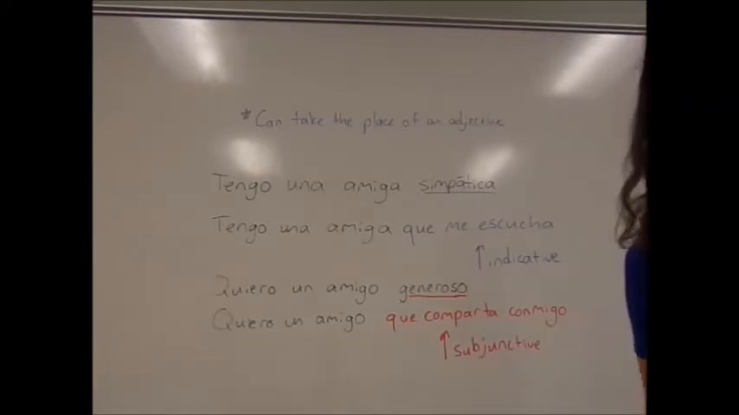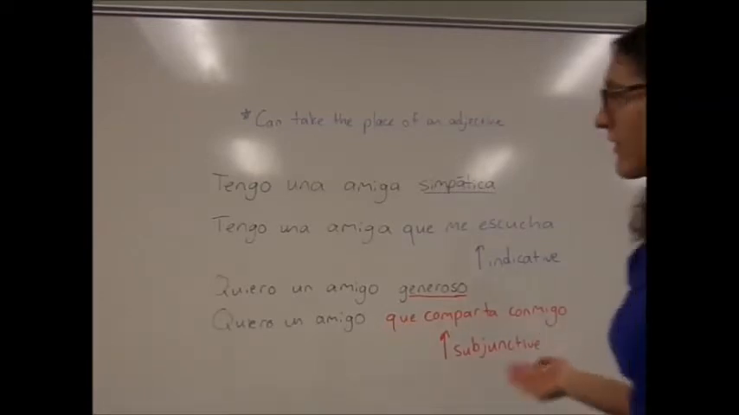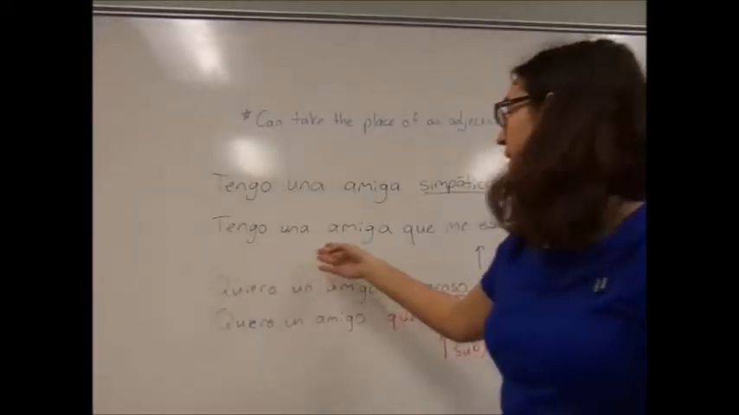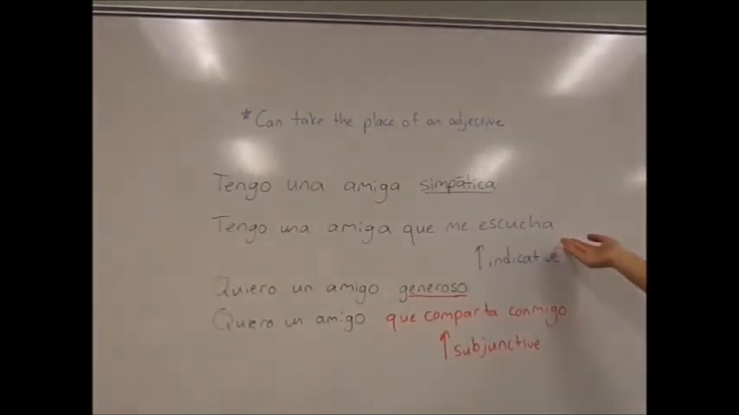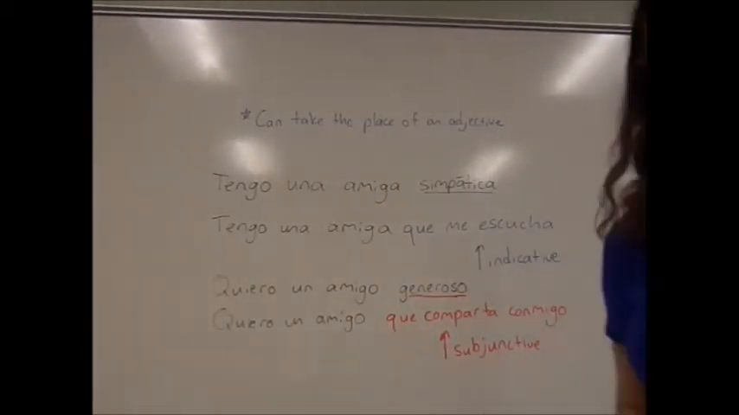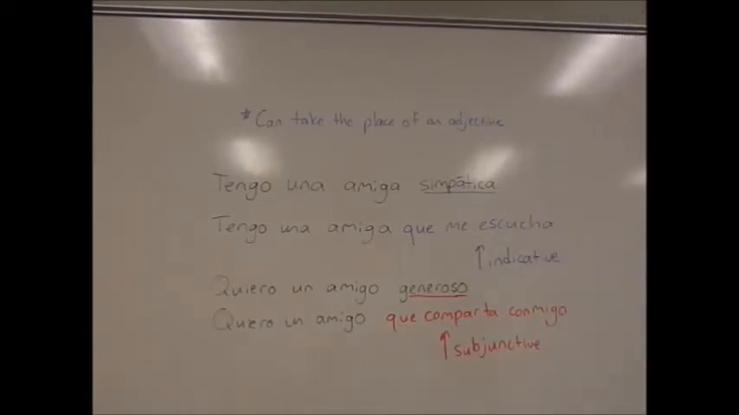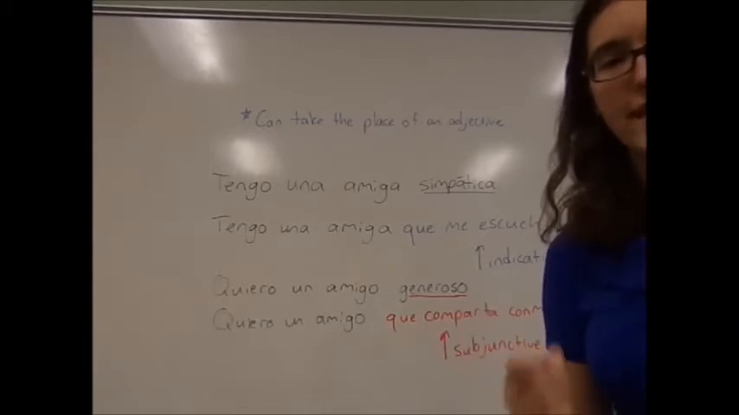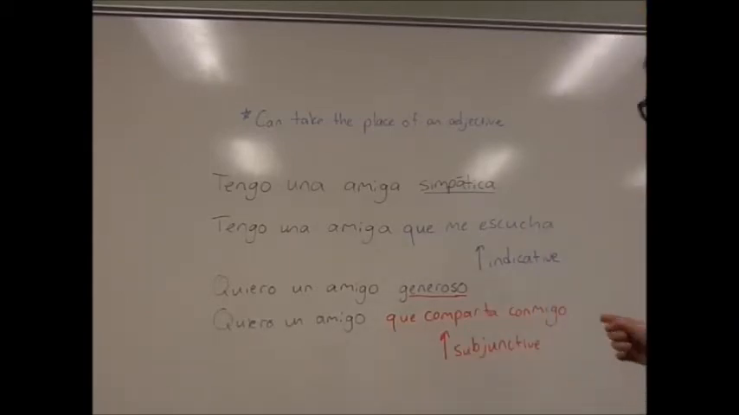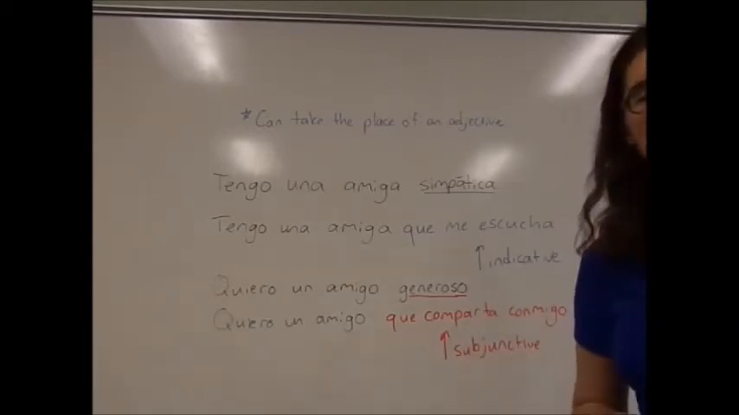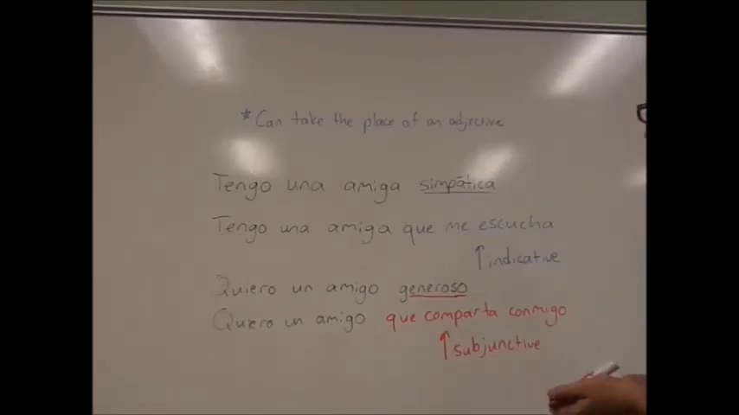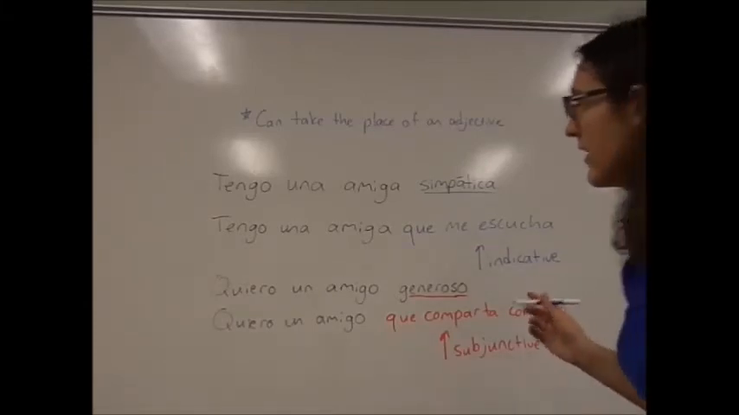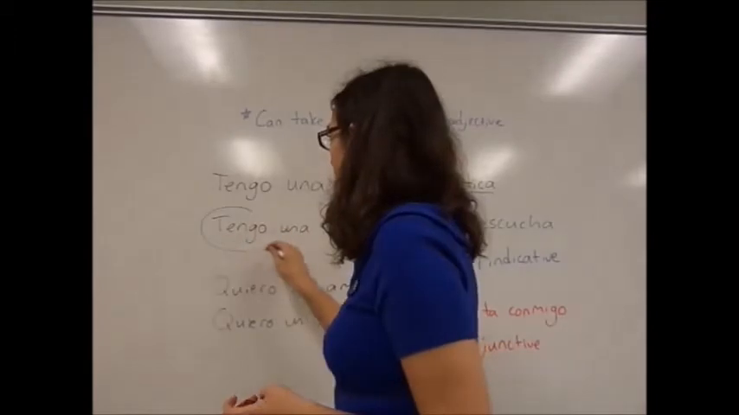It looks like these sentences are the same. I mean, we've got a verb in the yo form, and then we've got an adjective clause. But why is one indicative and one subjunctive? It all has to do with the meaning of the sentence. You use indicative for people that you know exist. So the clue here is this word tengo.